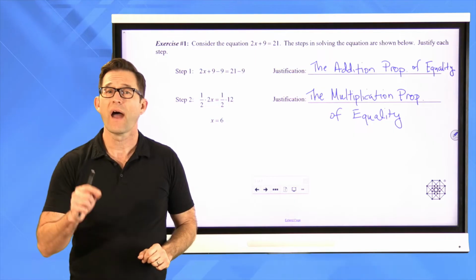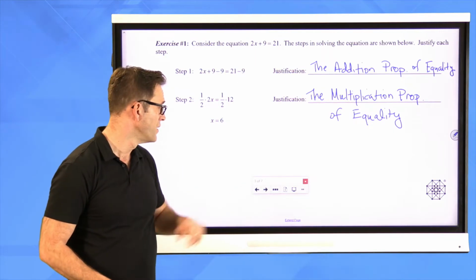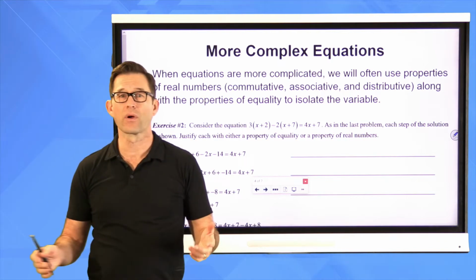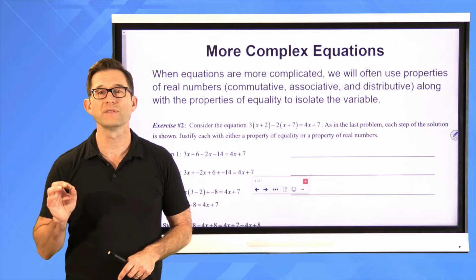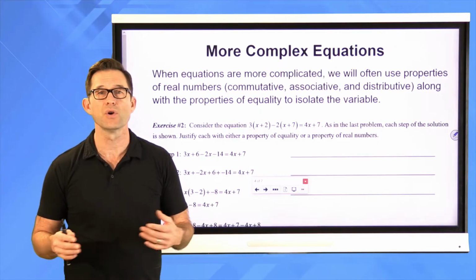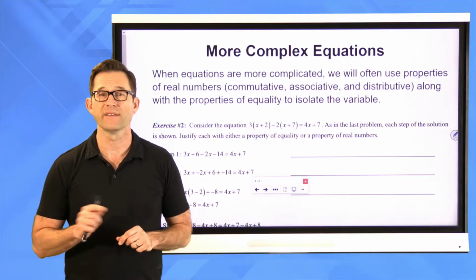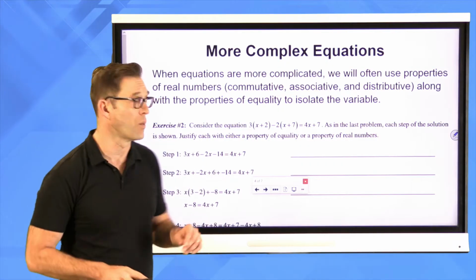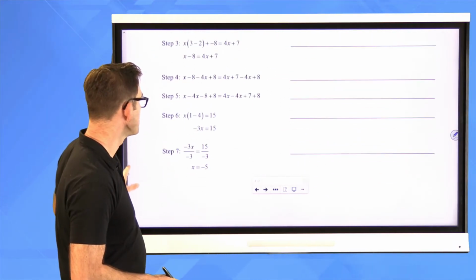But of course, our equations tend to get way more complicated than this. So let's take a look at more complex equations. When equations are more complicated, we will often use properties of real numbers, such as the commutative, associative, and distributive properties, along with the properties of equality to isolate the variable. So this is going to be a longer one, right? Take a look at this equation. Wow, that's a lot of steps, 7 steps.